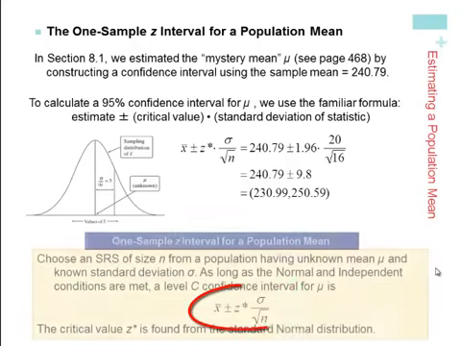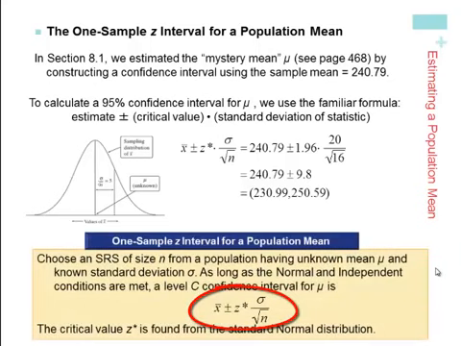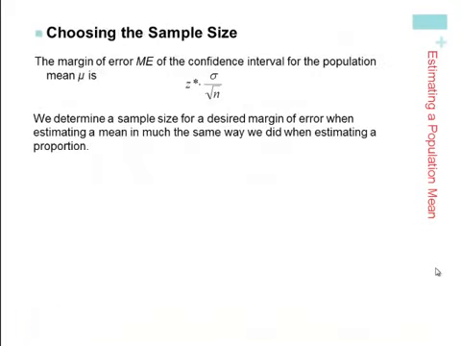Therefore, when we did this, the formula for calculating a confidence interval, when you knew what sigma was, is x bar plus or minus z star times sigma divided by the square root of n. The problem with this formula is we rarely know what the population standard deviation is. But before we worry about how to change this formula, let's talk about choosing a sample size first.